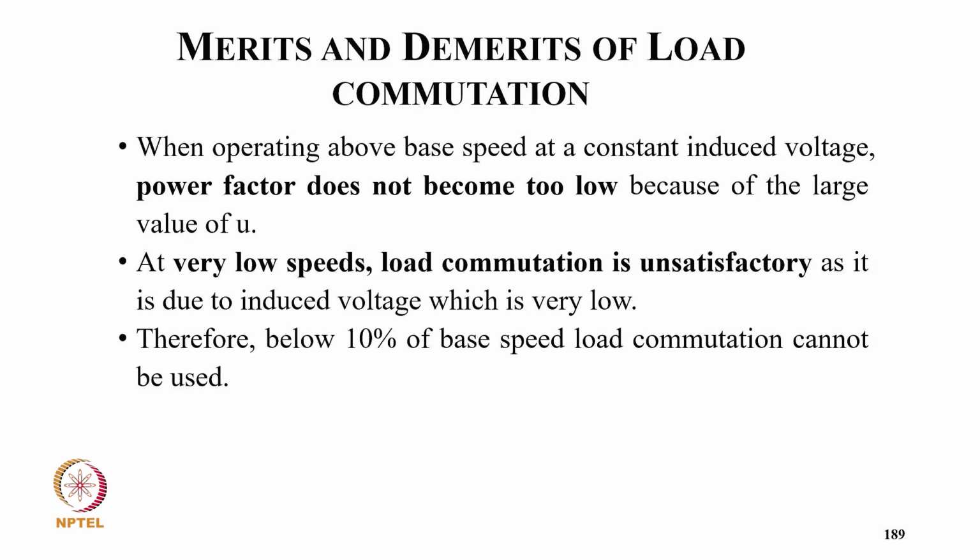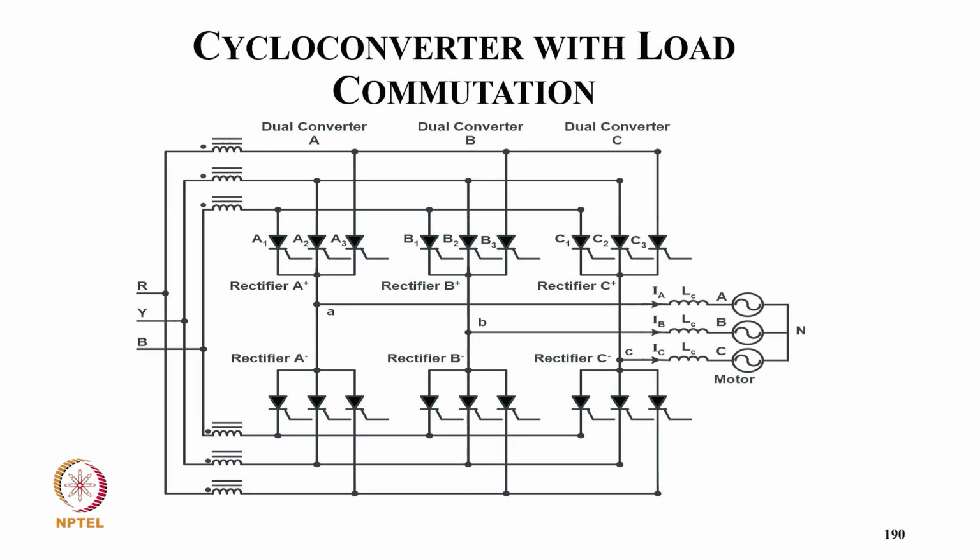At very low speed, the load commutation is unsatisfactory as the induced voltage is low. Therefore, below 10% of base speed, load commutation cannot be used. And this is typically a cycloconverter with load commutation.